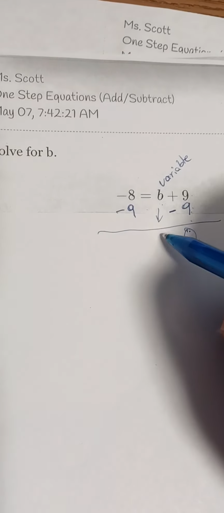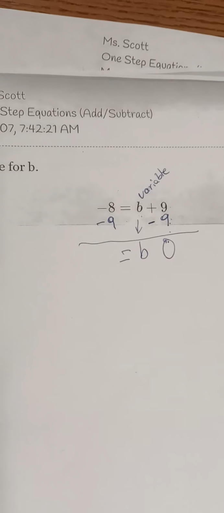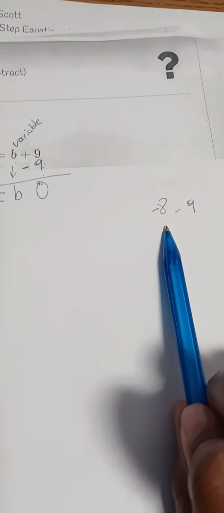Then we are now ready for a B, so we put it down and our equal sign. Now we have a -8 and a -9. For some, this may seem very confusing. What this is saying is -8 plus -9. So you're adding two negative numbers.